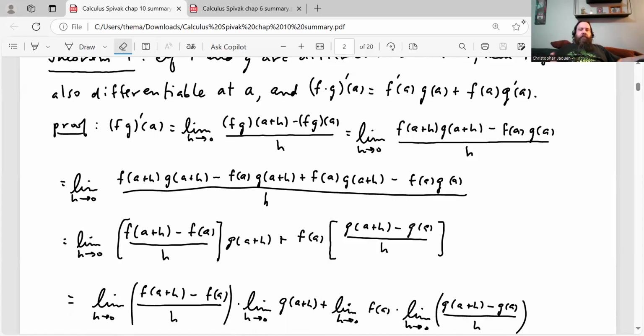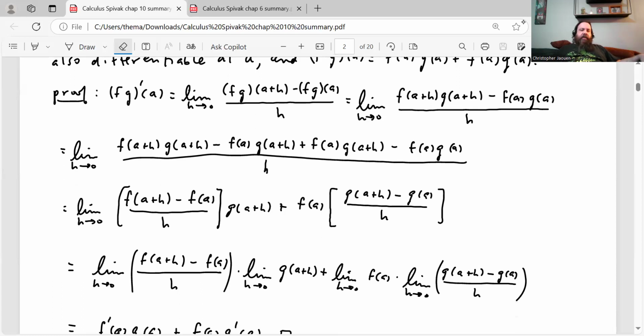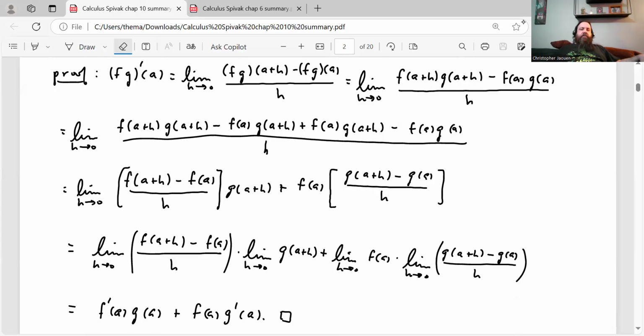If we take the limit of the difference quotient as h approaches 0, then we get limit h goes to 0, f times g, a plus h minus fg of a all over h, which is the same thing as limit h goes to 0 of f of a plus h, g of a plus h minus f of a, g of a over h. That's just from the definition of the product function. And that's equal to limit h goes to 0, f of a plus h, g of a plus h, minus f of a times g of a plus h, plus f of a times g of a plus h, minus f of a, g of a.